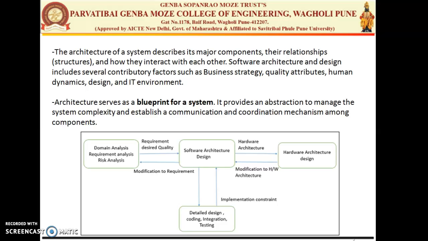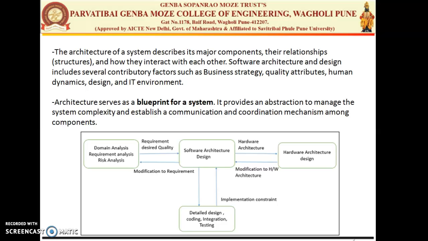So whatever components you have in your system, the architecture defines those components, their relationships, we can say the structure of those components, and how they will interact with each other. So the software architecture will always give the view of your different components, their relationships and how they interact with each other or how they are placed. That means the structure, how they are structured. The software architecture and design include several contributing factors such as the business strategy, your quality attributes, your human dynamics, then design and the IT environment.